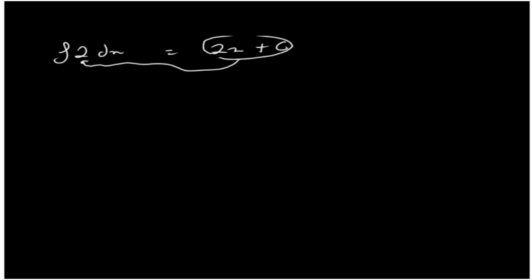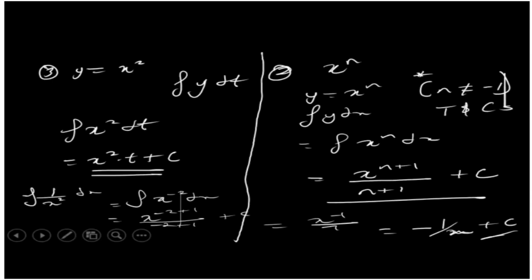Because the differential of a constant is what? 0. The differential of a constant is 0. That's why it's called a general solution. So every time you integrate, I'm saying it again, every time you integrate, you must put plus c.